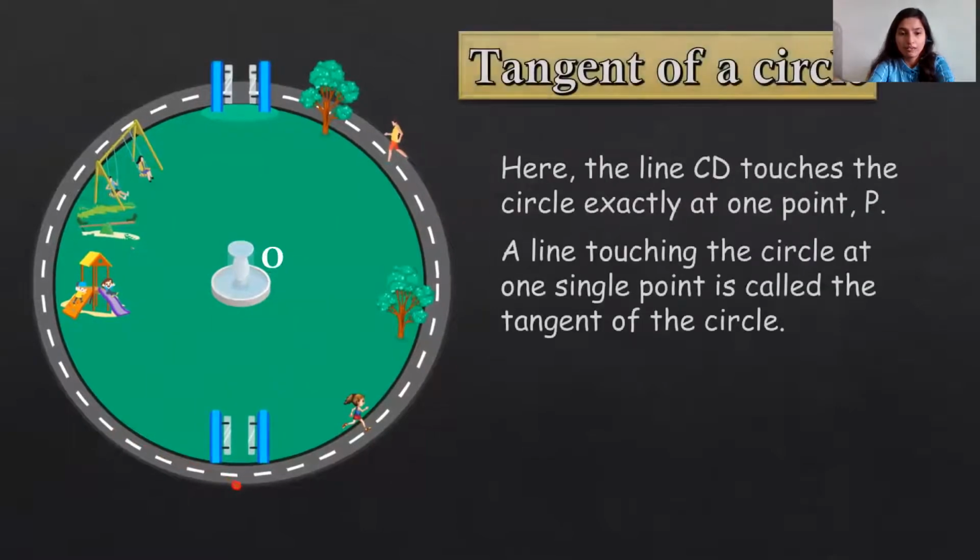Then, if we have a line which touches the circle exactly at 1 point, such a line is called a tangent of the circle. Here we can see that the line CD is touching the circular path at 1 point, which is P. So this is the tangent of the circle.